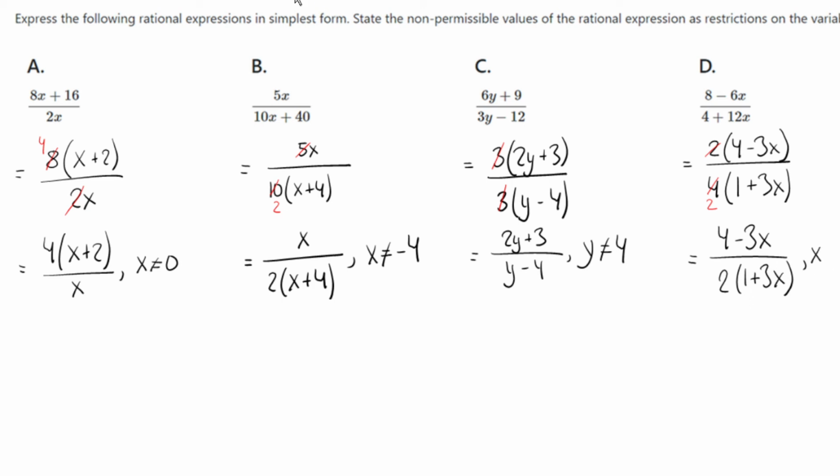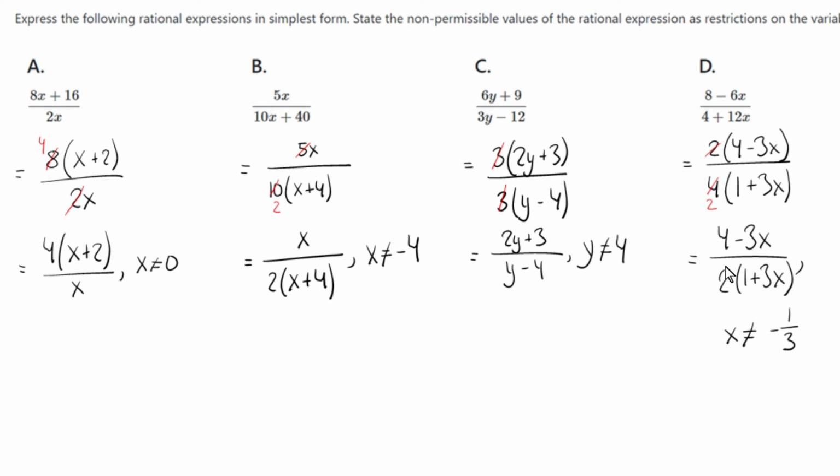we can't actually see it. Hold on, let me just move this down here. X cannot equal -1/3. Where do we get this from?